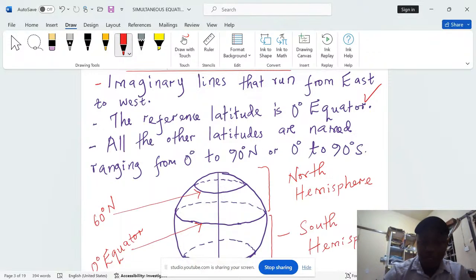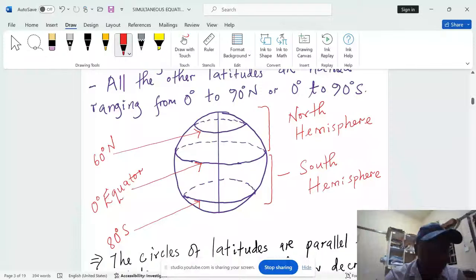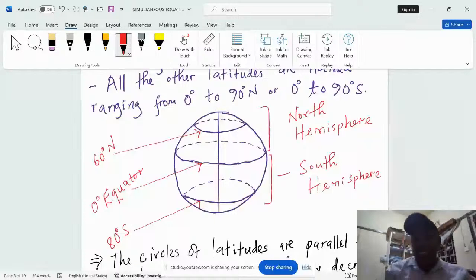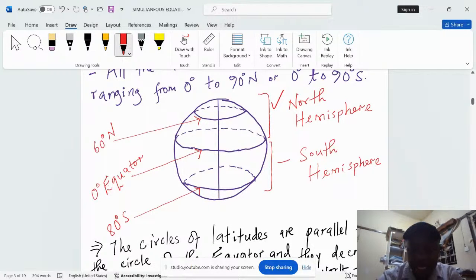All the others are named with reference to the equator, depending on the hemisphere in which a certain latitude is. It's good to mention that the equator, which is 0 degrees, as you can see on this diagram, divides the Earth's globe into two halves, which we call the hemispheres. The one on the upper side is called the North Hemisphere, and the one below the equator, we usually call the South Hemisphere.